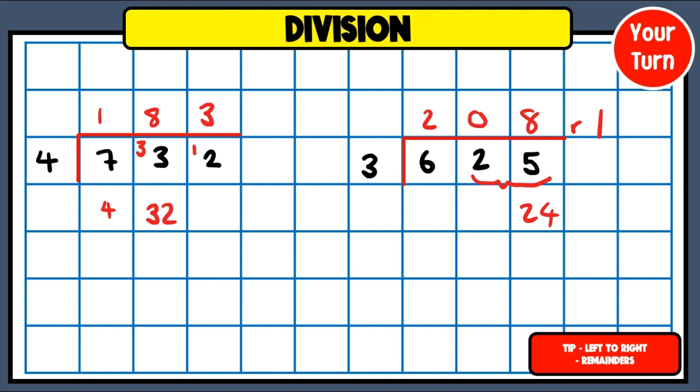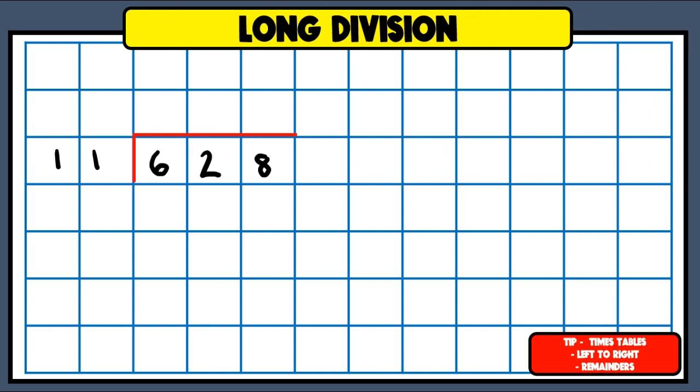Okay, now it's going to get a bit trickier. Now that we've mastered this, we're going to look at long division. Long division is exactly the same, but instead of having a divisor of 9 or less, we're going into the tens now. So we've got 11 as our divisor and 628 as our dividend. So how many times does 11 go into 628?